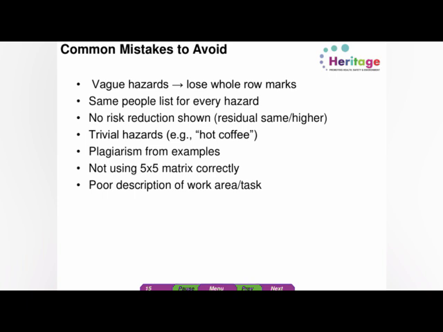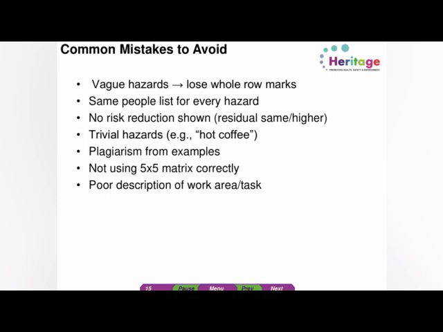5. Plagiarism. Copying examples from the internet or course materials word for word. This can lead to an automatic fail. 6. Not using the 5x5 matrix correctly. Forgetting to show likelihood by consequence, or using unrealistic numbers. 7. Weak or missing action plan. Vague statements like, "Be more careful," or no names, dates.